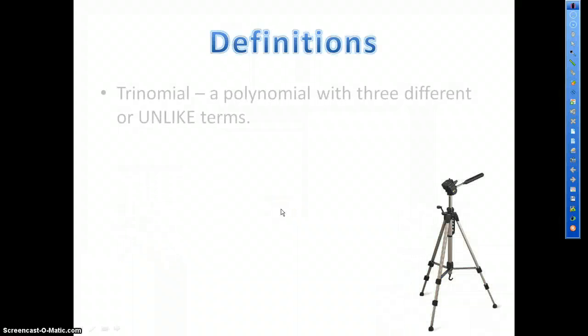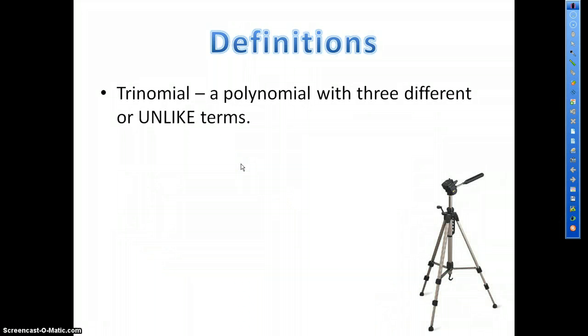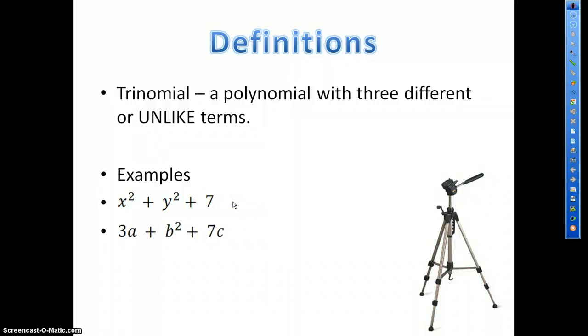All right, so the next definition is trinomial. It's a polynomial with three different or unlike terms. That prefix tri means something I'm sure you probably know. Here's an example of a trinomial. There's three different terms here, and since there's three of them being added together, this is considered a trinomial. Yes, it's a polynomial, but it's classified as a trinomial.